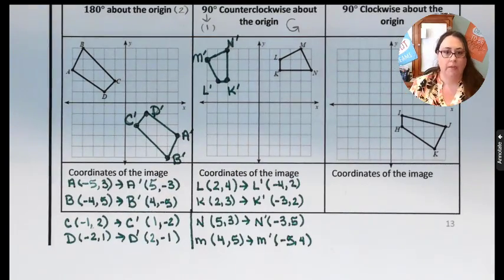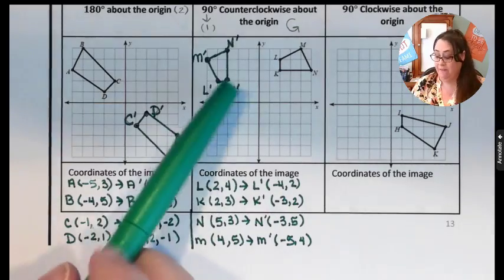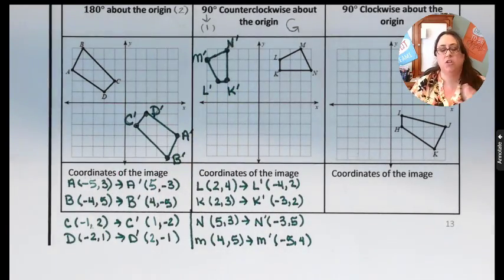So for the coordinates, the original coordinates were L was 2, 4, K was 2, 3, N was 5, 3, and M was 4, 5. The nice thing about knowing the algebraic rules is when you go to check what you have here in the actual drawing, you start to hopefully also use algebraic rules to kind of double check what you were doing.